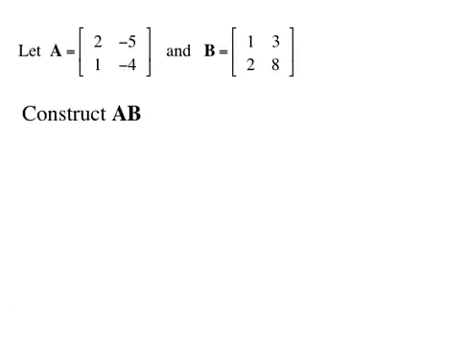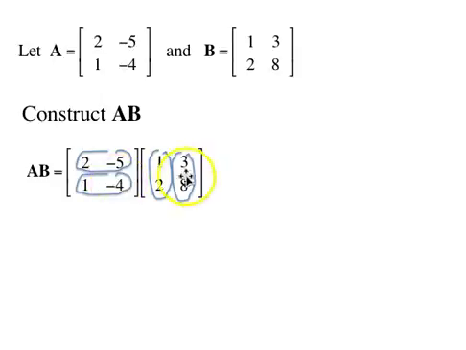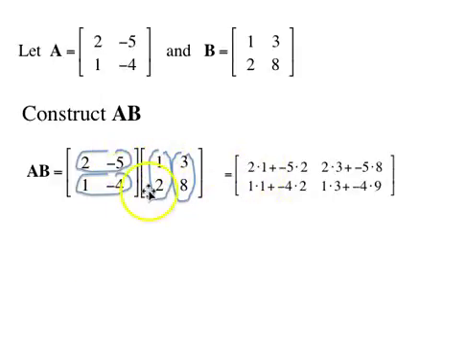Our next question is to multiply two matrices. Again, here's matrix A. Here's matrix B. We want to multiply matrix A times matrix B. So what do we do? We circle the rows of the first matrix. We circle the columns of the second matrix. First row, first column: 2 times 1 plus -5 times 2. First row, second column: 2 times 3 plus -5 times 8. Second row, first column: 1 times 1 plus -4 times 2. Second row, second column: 1 times 3 plus -4 times 8.